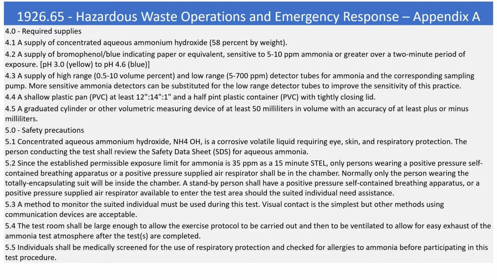4.4. A shallow plastic pan, PVC, at least 12 by 14 inches, and a 1.5 pint plastic container, PVC, with tightly closing lid. 4.5. A graduated cylinder or other volumetric measuring device of at least 50 milliliters in volume with an accuracy of at least plus or minus milliliters.